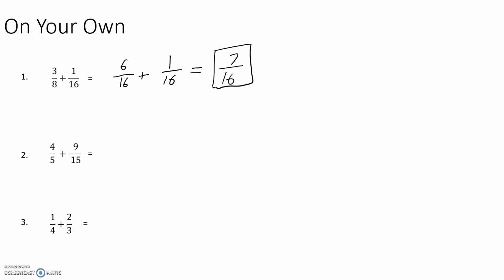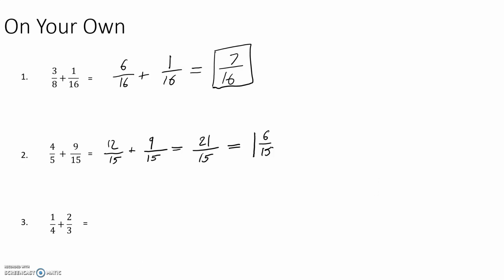All right, number 2, 4/5 plus 9/15. So my equivalent fraction would have a denominator of 15ths. And then 12/15 plus that 9/15, which stays the same, would be 21/15. But I get an improper fraction here, so let me go ahead and get rid of that. So I have 1, and then I have 6/15 left over.